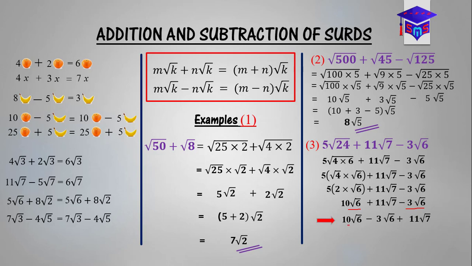So we can go ahead and subtract these two. You can subtract 3 root 6 from 10 root 6 because they are like sets. Because the roots are the same, we can subtract them. We are getting 10 minus 3 root 6 plus 11 root 7. Then this one will reduce to what? 7 root 6 plus 11 root 7. That's your answer. We cannot add this to that. We cannot add 11 root 7 to 7 root 6 because they are not like sets. And so this is your answer.